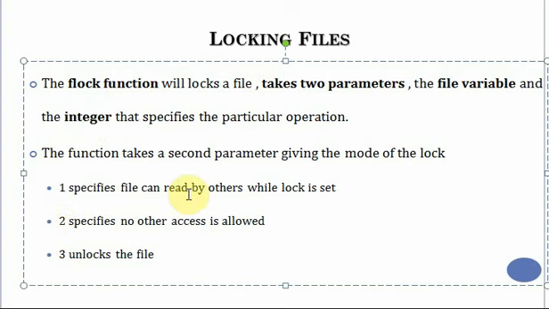If 1, then even though it is locked, it can still be read by other scripts. If the integer value is 2, no other scripts are allowed to access the file because it is locked. Whereas 3 is unlock, so the file can be accessed by any script. So this is about the file locking function.